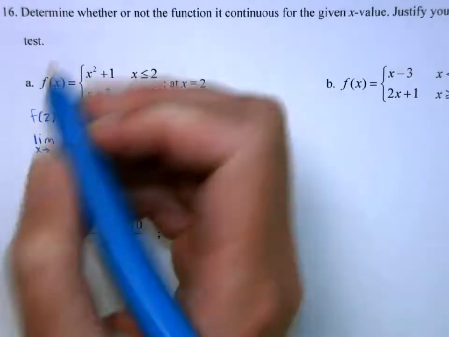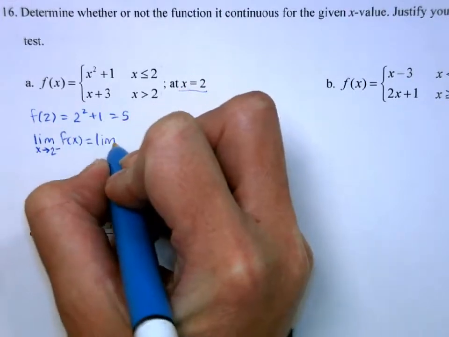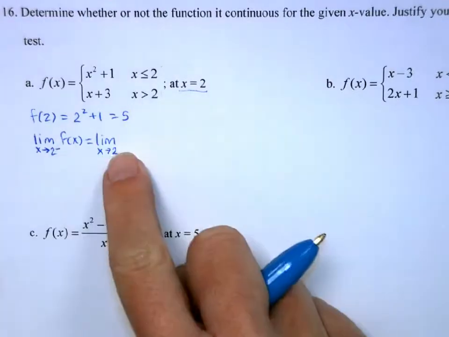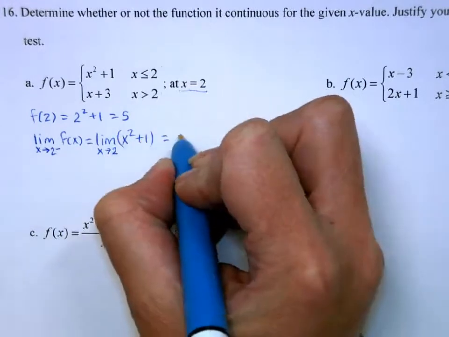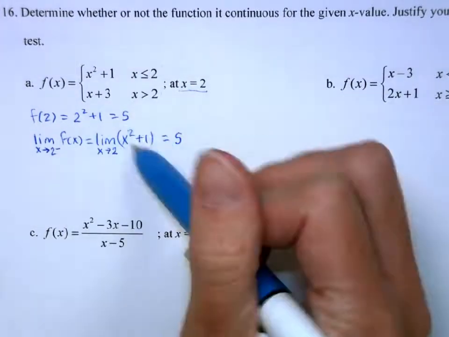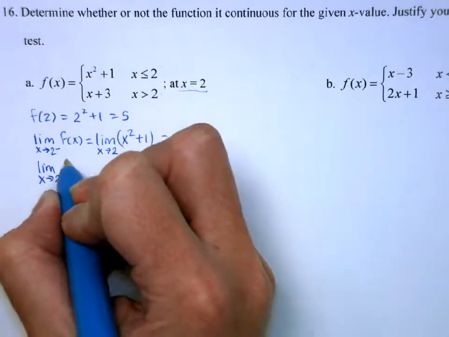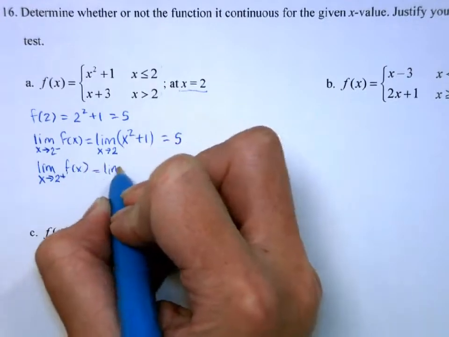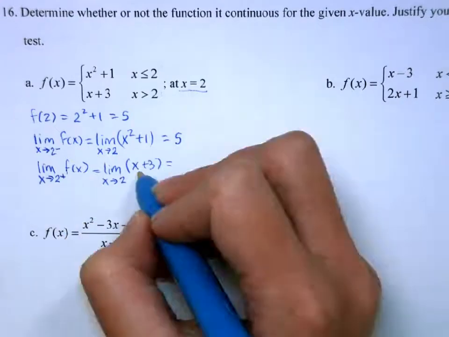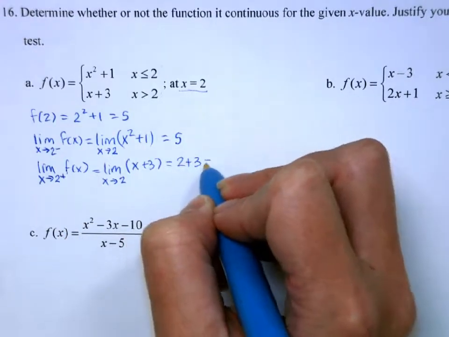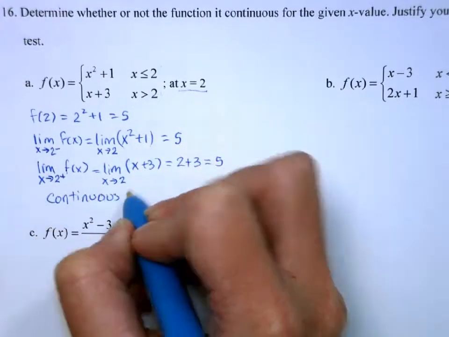So the limit from the negative side, okay, is going to be the limit as x goes to 2 of this first one, okay, which is still going to be 5. If I plug in 2, we get 5. The limit as we approach 2 from the positive side, we're now going to be looking at the other function here, x plus 3. If I plug 2 into that, 2 plus 3 is 5. So this one is continuous because f of 2 equals the limit as x approaches 2.